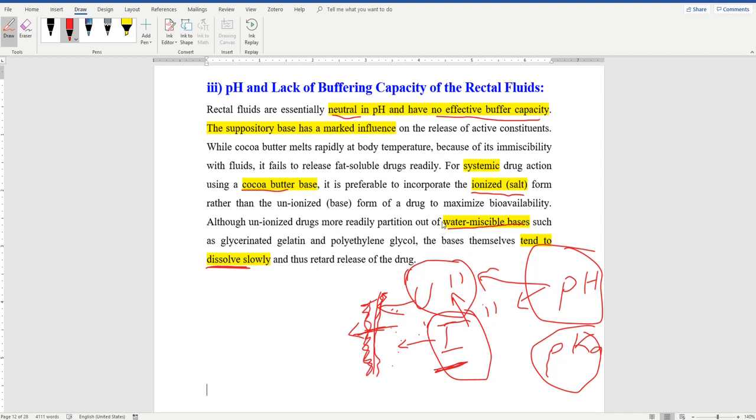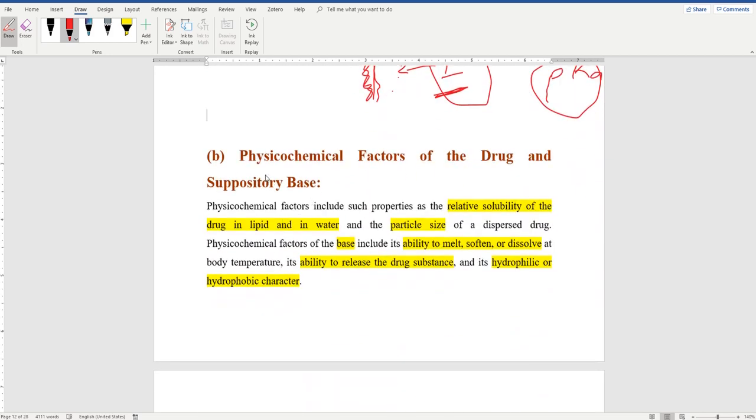So what I mean to say here is, in the rectum, pH is neutral and it has no effective buffer capacity. Therefore it's all left to what? To the drug and the base. These are physicochemical properties and we will talk about them here. Okay?